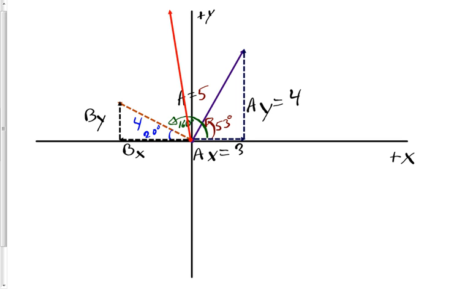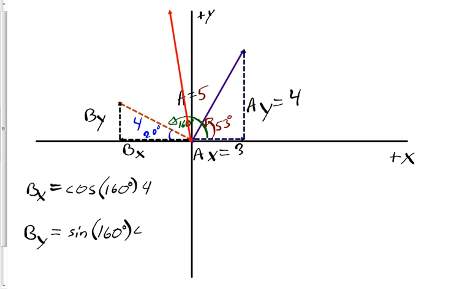Well, let's see. The x direction is going to be equal to the cosine of the angle, as long as you measure the angle going counterclockwise from the x-axis, 160 degrees, times the hypotenuse, which is 4. Vector B in the y direction will be equal to sine, as long as it's always measured from the x-axis, 160 degrees, times 4, which is the hypotenuse, and we have our values for each one. Let's find out what those are.